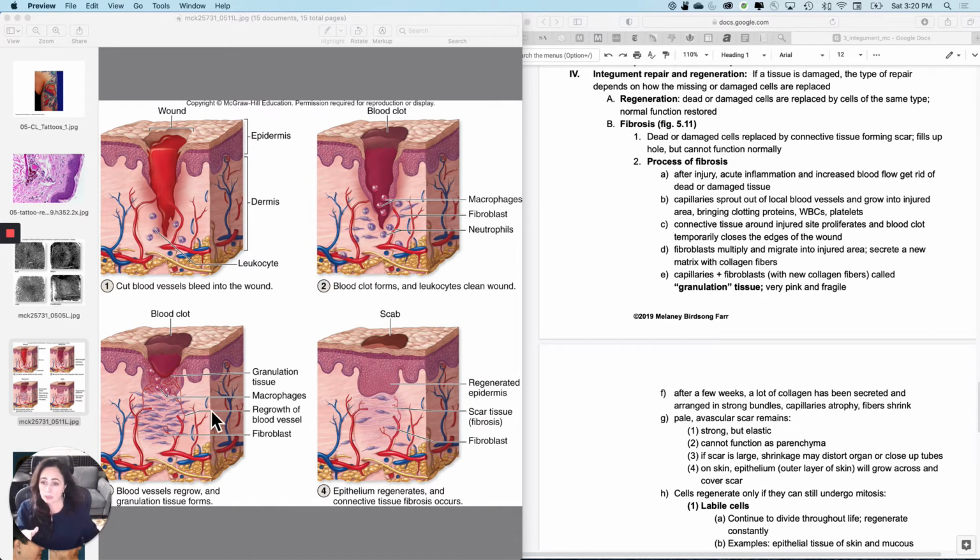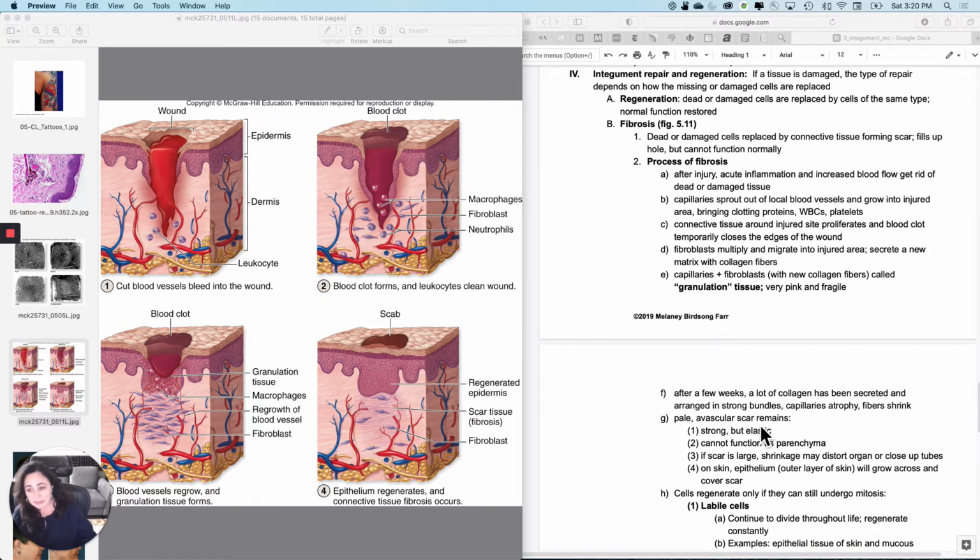So now what you have is a whole bunch of capillaries in the area and some collagen fibers, and you've got that really fragile pink tissue that happens as a wound is just healing. If there's a scab on top, you might not see it, but if the scab fell off early, you'd have this really fragile tissue called granulation tissue. It's very pink because of the capillaries. It's also really easy to redamage.